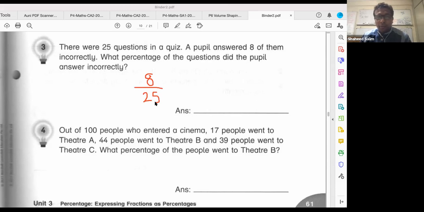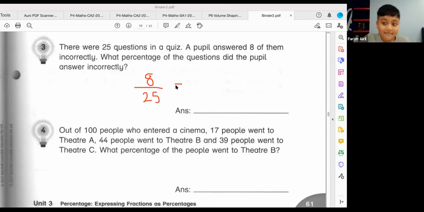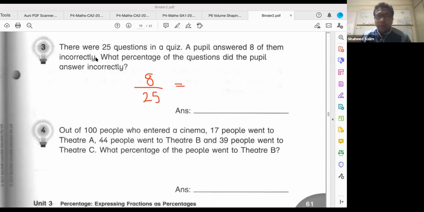Anyway, this is 8 over 25. So we change it to, because they answer incorrectly. Incorrectly doesn't mean correct, it is wrong. You change it to 100, times 4. Times 4, you get 32. So 32%. Remember, fraction over 100 means percentage.